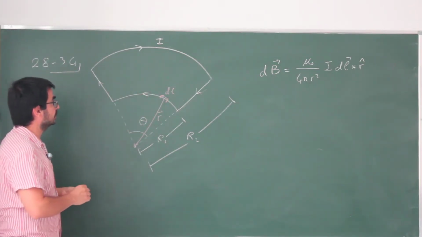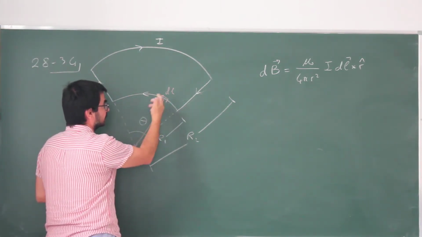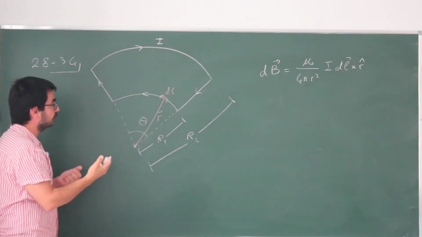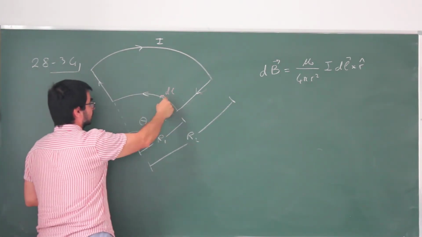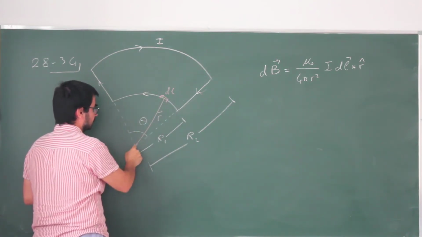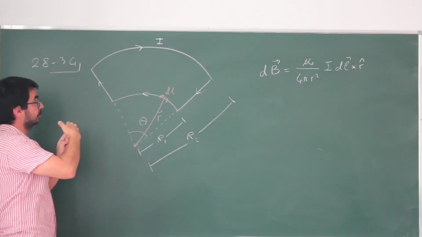Now why is this so? Well, this dl is an infinitesimal part of this circular arc. So in some sense, if I extended this, it will become a tangent. Right? And of course, for a circle, the tangent is going to be perpendicular to the line segment that connects the point to the center of the circle. Right? So the radial direction and the tangential direction are going to be perpendicular to each other.